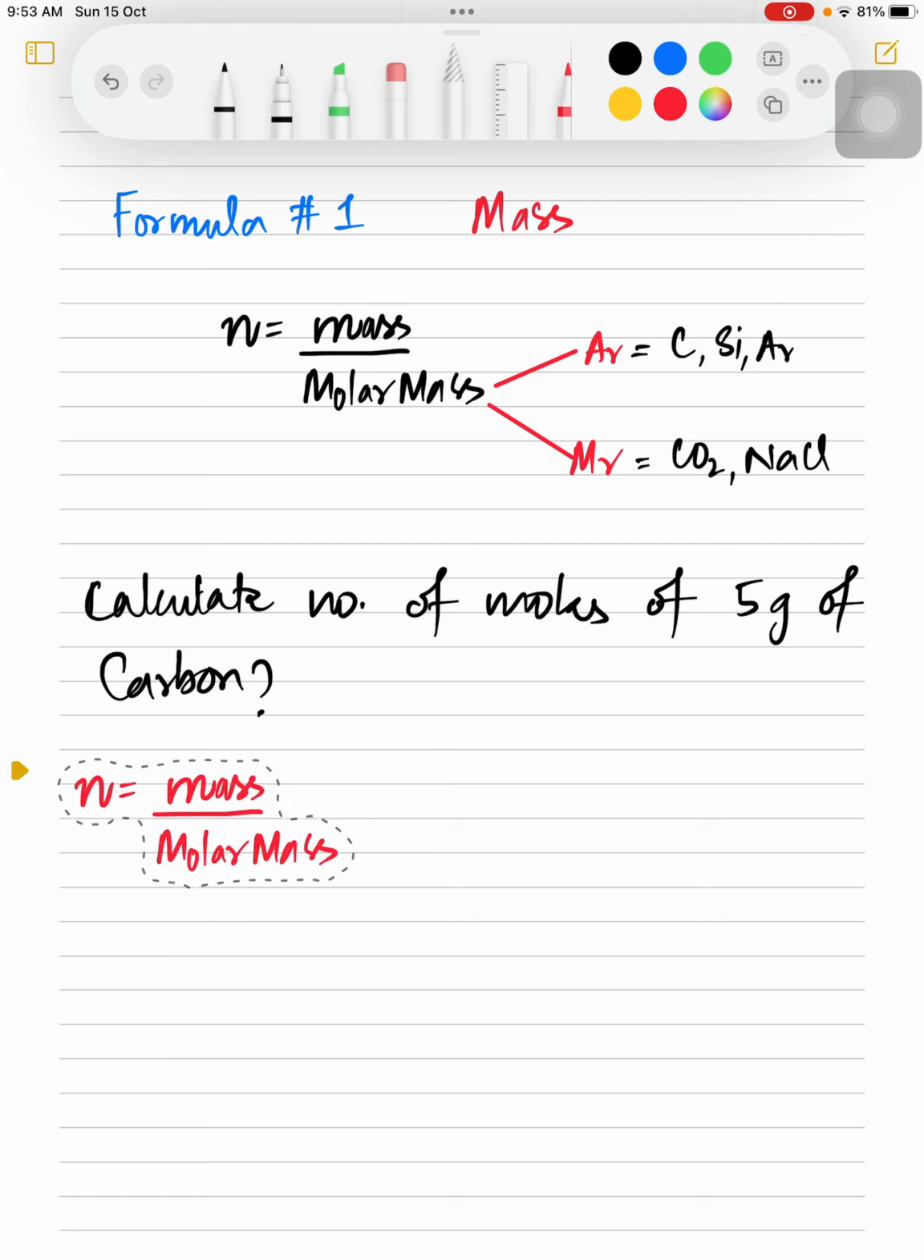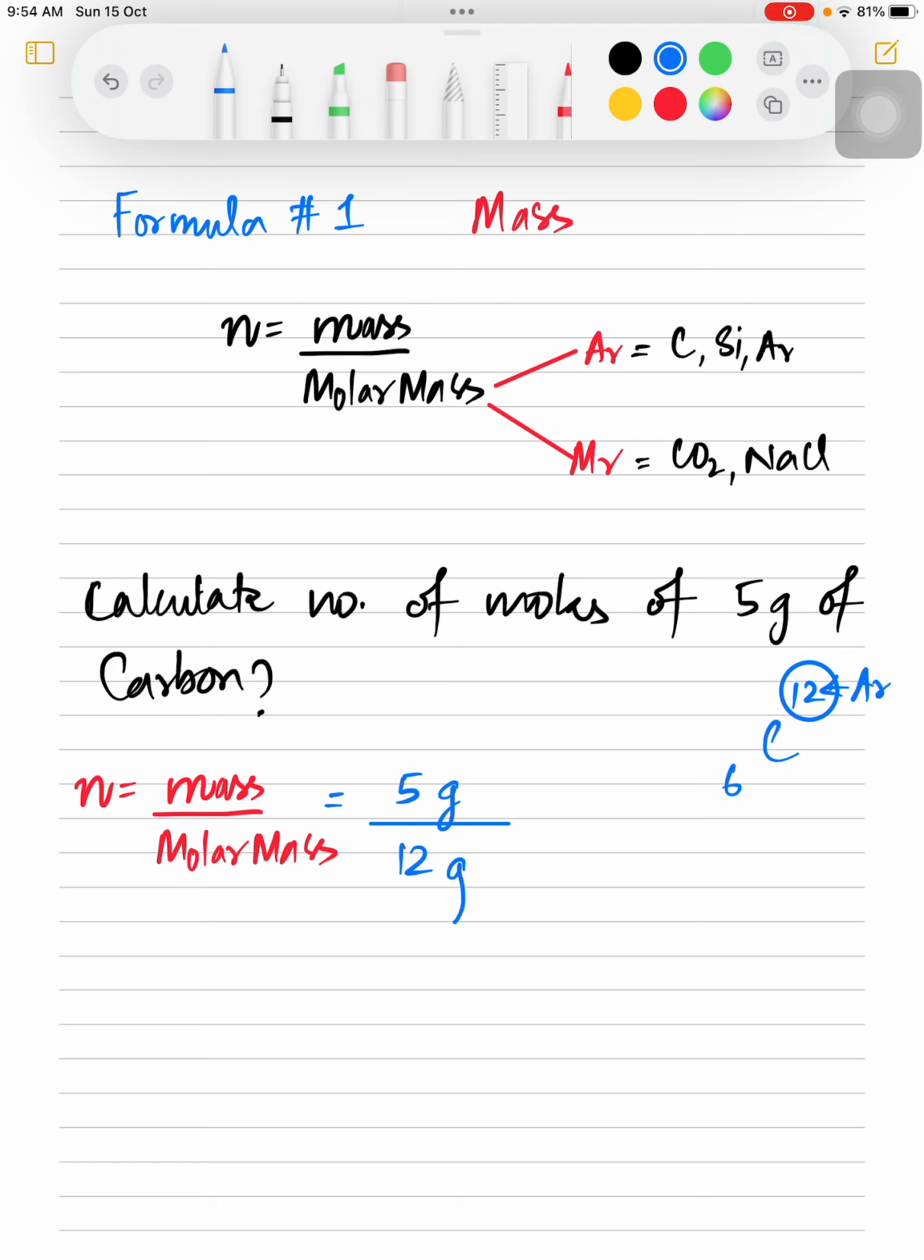This is the formula. And what you need to do, you just need to put the values in it. That is, moles equals mass, 5 grams, divided by molar mass. The molar mass of carbon, you know that carbon is 12. So we are taking this, which is called the Ar. The bigger number is known as the relative atomic mass. So you just need to divide 5 by 12 grams.